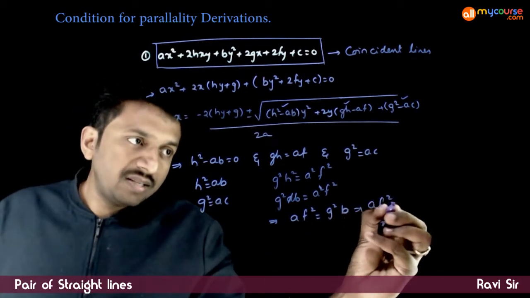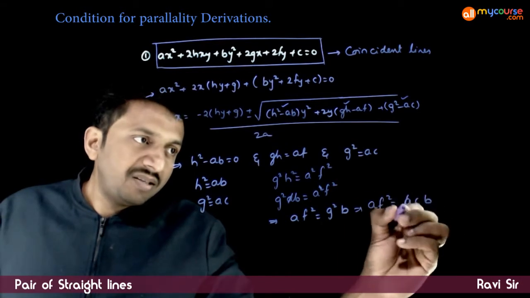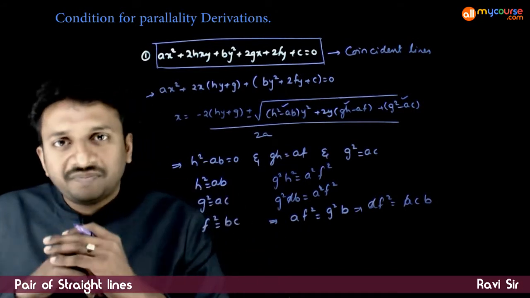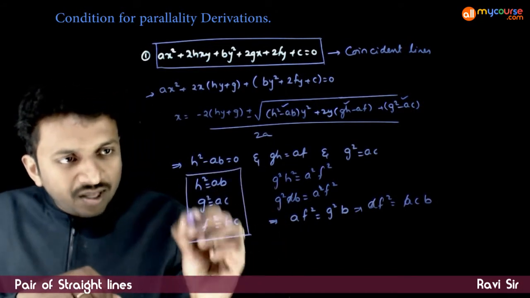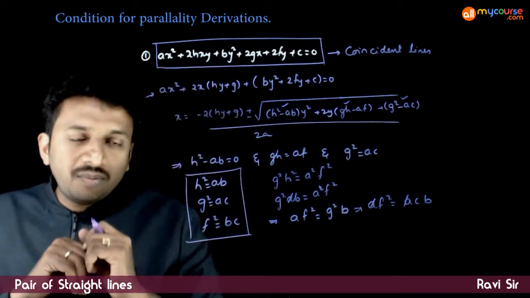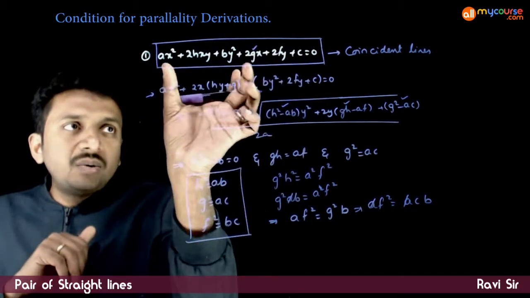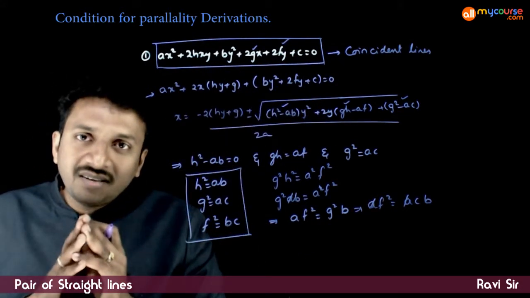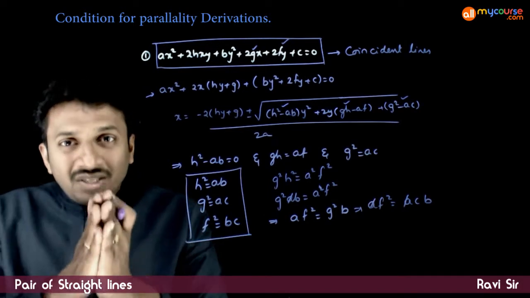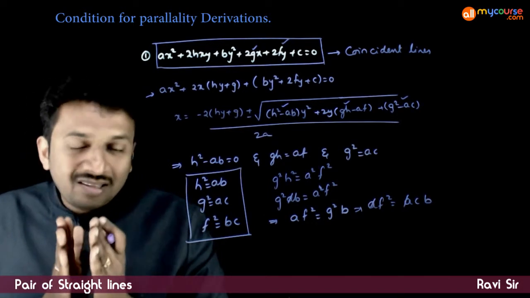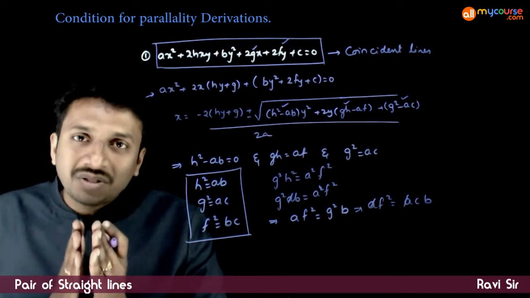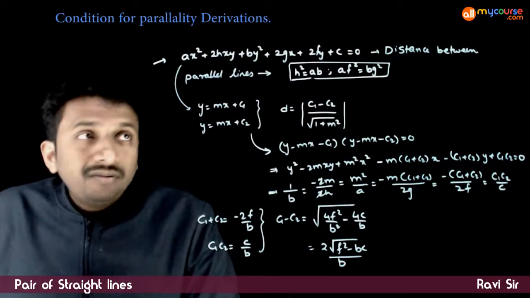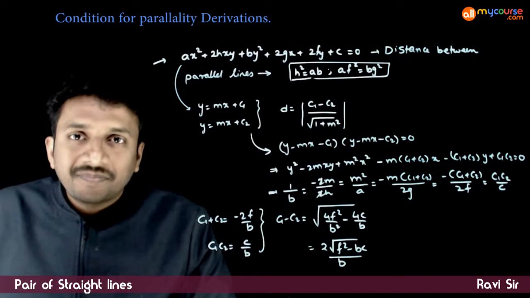So af square is equal to acb. A is getting cancelled. So f square is turning out to be equal to bc. So if h square is equal to ab, g square is equal to ac and f square is equal to bc, then the lines are coincident. They are not just parallel, they are exactly the same equations. They are coincident lines. Next, let us look at the derivation for the distance between parallel lines.